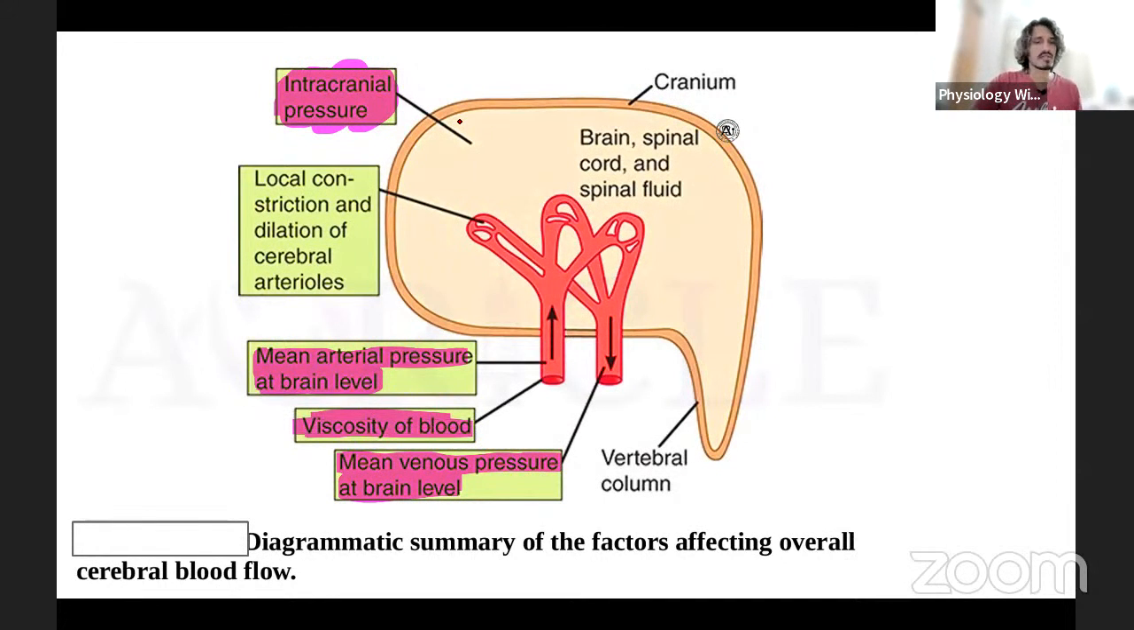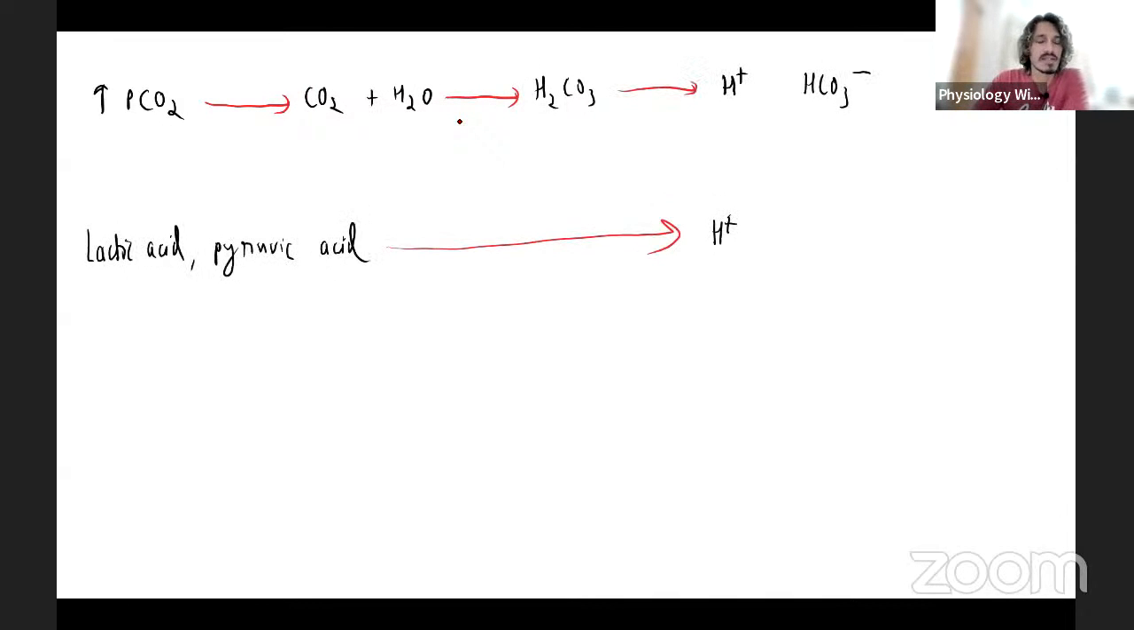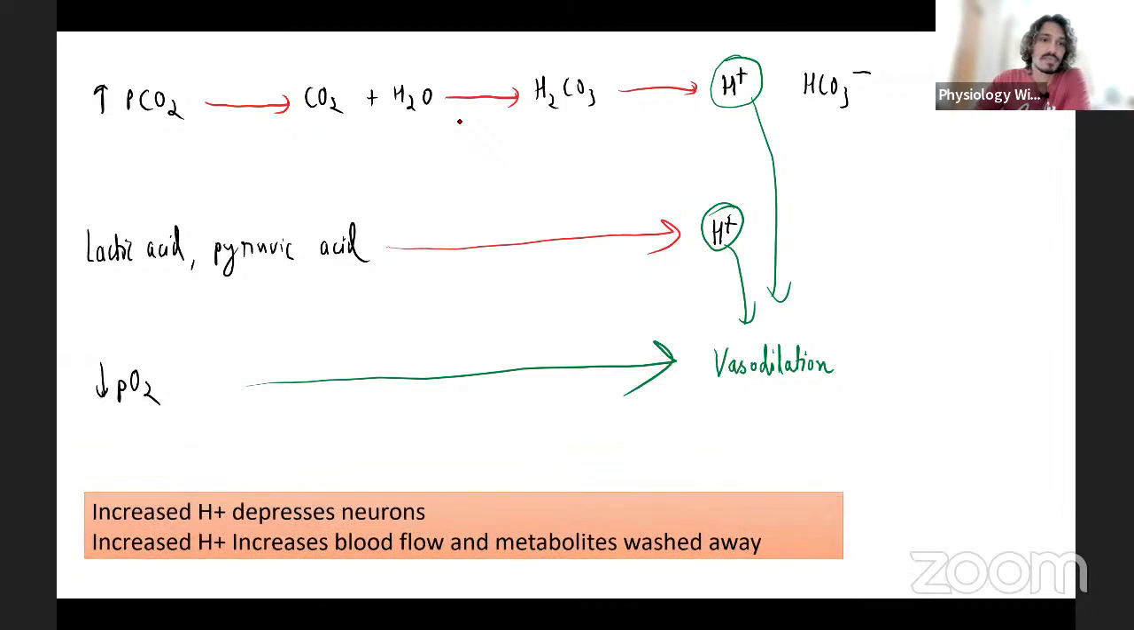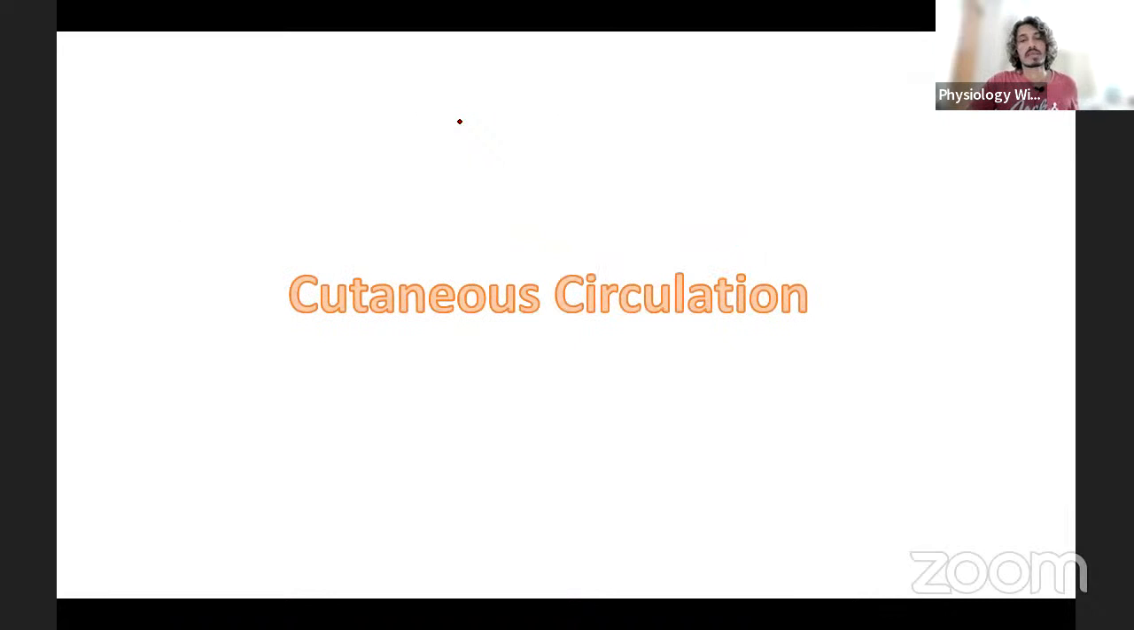Then, of course, the viscosity of blood. As the viscosity of blood increases, the flow decreases, like in any other place. Then, local vasodilators, constrictors, and all that. For example, increased PCO2 will ultimately give H plus, or some lactic acid, pyruvic acid, whatever, will again give H plus. Or the simple fact that oxygen is less. They all result in vasodilation. So that is it about your cerebral circulation.